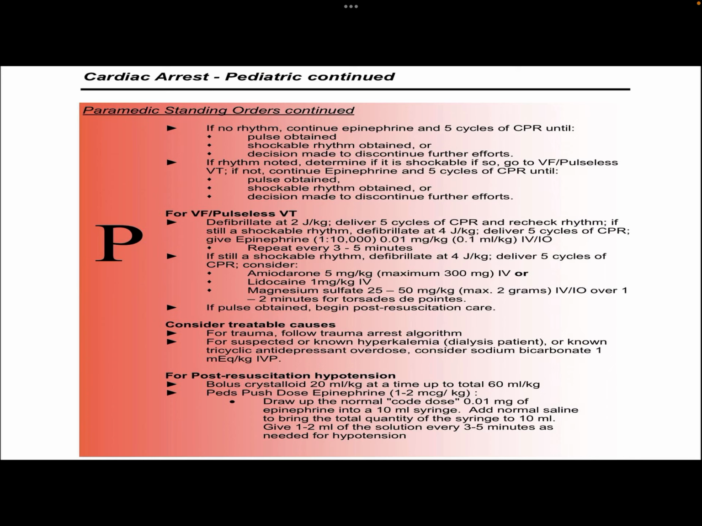Consider amiodarone, lidocaine, mag sulfate. The dose for amio is going to be 5 milligrams per kilogram with a max of 300, and then lidocaine is going to be 1 milligram per kilogram. We don't carry mag here, so I'm not going to really hit on that.